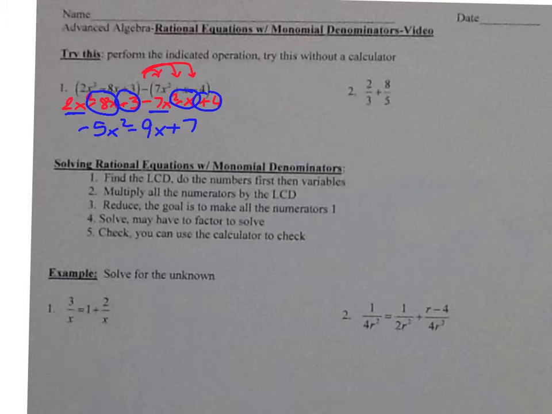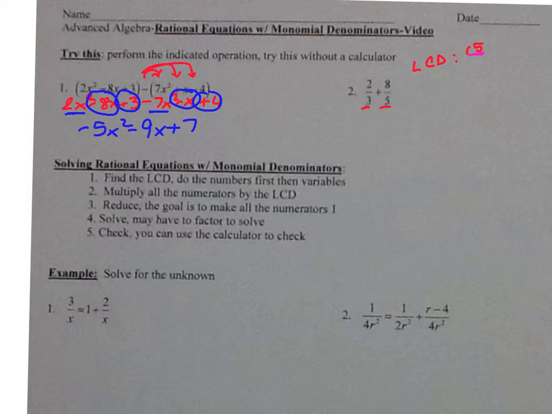Okay, so number two. Remember, when you add fractions, you have to have like denominators. So you need to figure out what's the LCD. The LCD would be the smallest number that 3 and 5 both go into. So that's 15. So remember, you want to make the denominators the same. So I'm going to make them both 15.